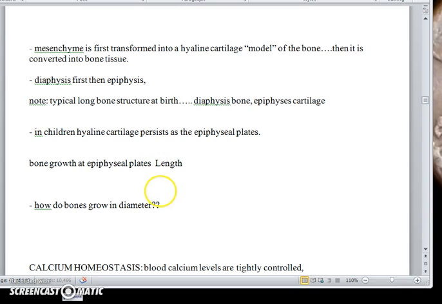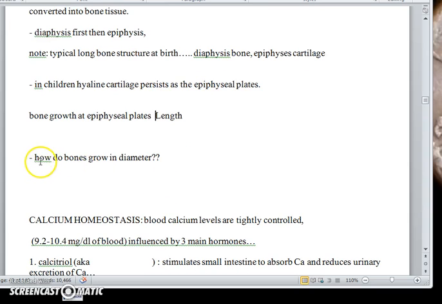Length. I should have just typed it. That's where long bones get longer. How do bones grow in diameter?